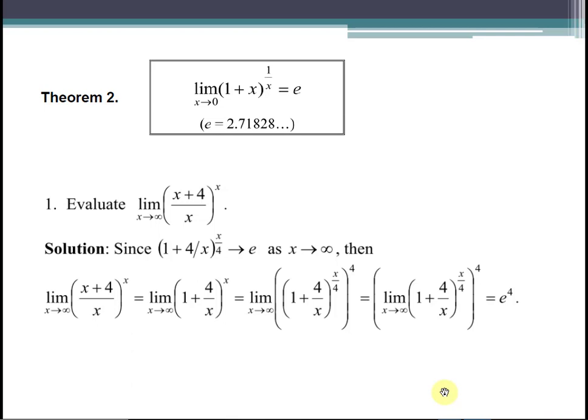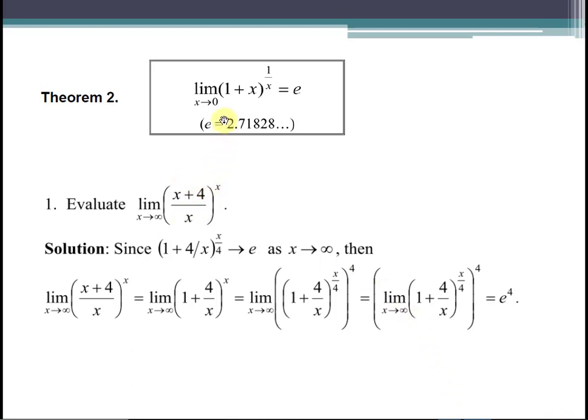Here we have the second fundamental limit. The limit as x tends to 0 of (1 plus x) to the power of 1 over x is the number e. The number e is equal to 2.71828, etc. This is an irrational number. And we can change the formula also.